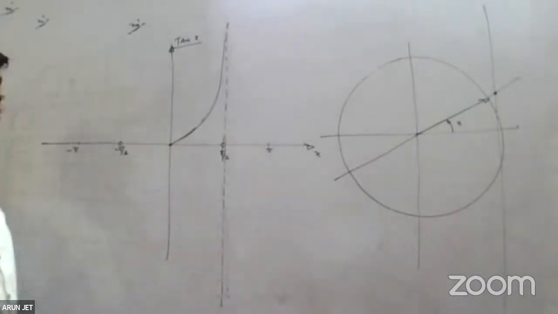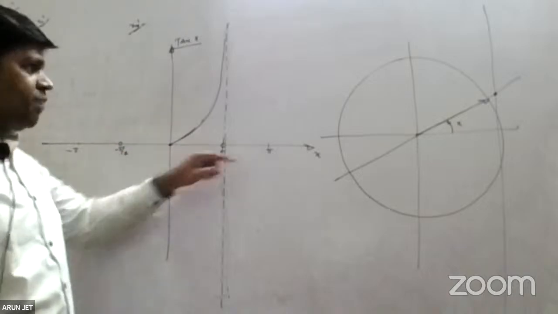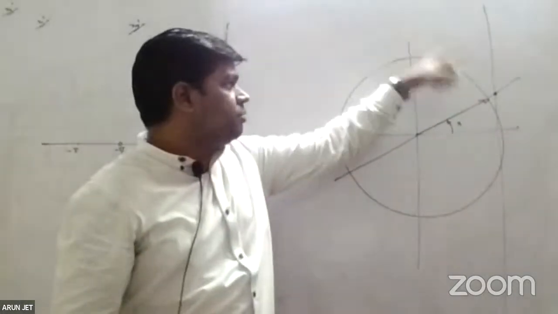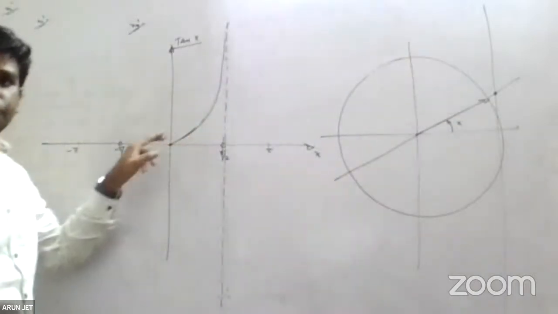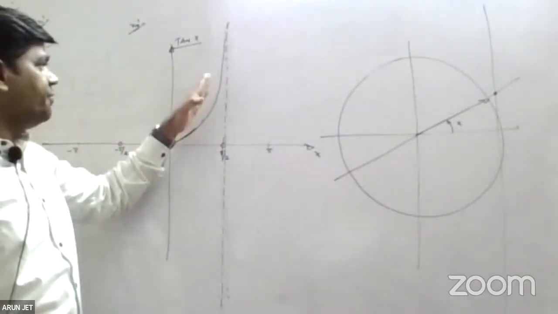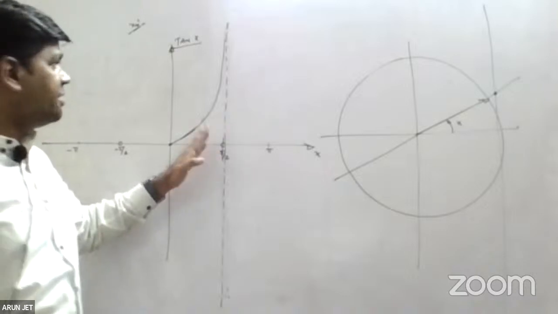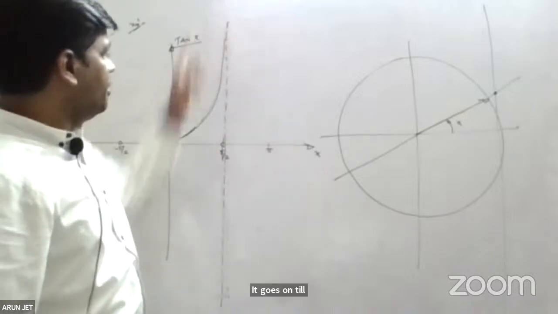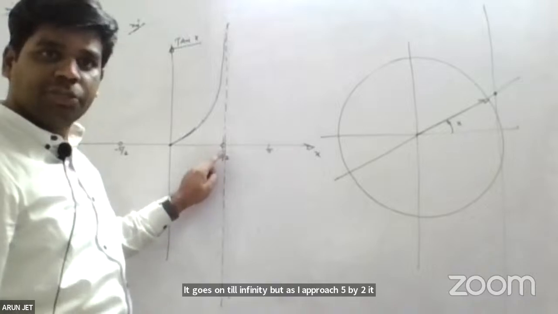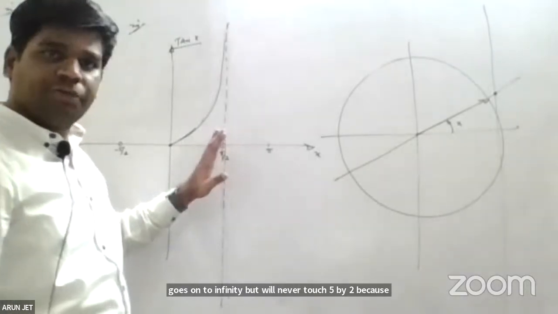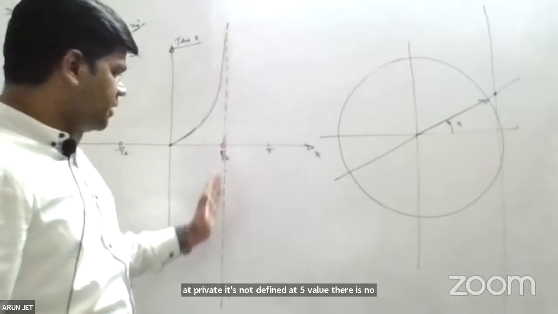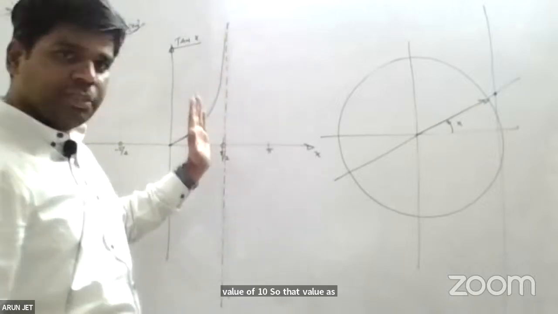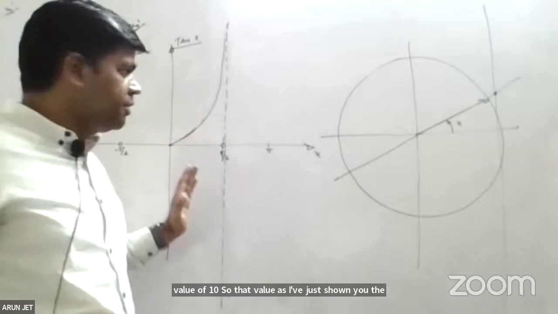All right. As x goes from 0 to pi by 2, my tan goes from 0 to infinity. As I approach pi by 2 it goes on to infinity, but it will never touch pi by 2 because at pi by 2 it's not defined. At pi by 2, there is no value of tan. That value I've just shown with a dotted line, this is called an asymptote. Note down asymptote.